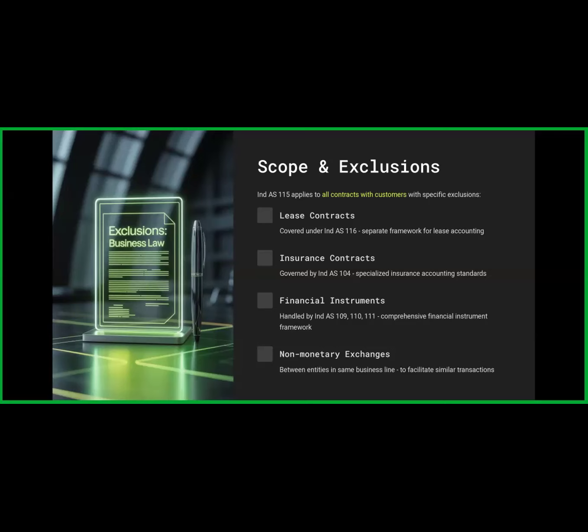Okay, so these are the accounting standards, that is AS 109, 1011, and 1010. 1010 and 1011 are the comprehensive financial instrument framework. Next one is the non-monetary exchange. Sometimes the companies are doing a non-monetary exchange. Non-monetary exchange means that in that type of exchange, the monetary value is absent. That is, exchange of money, exchange of funds, exchange of currency is not involved. That type of exchange we call the non-monetary exchange between the entities.